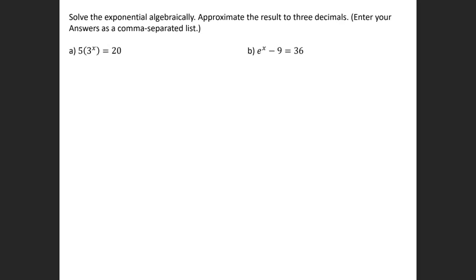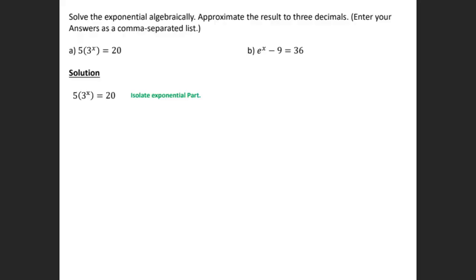Let's look at these. These are interesting. I'm solving for x. Let's do a first. To do a first, we need to isolate the exponent. So the first thing I need to do is divide both sides by 5 so I can have the exponent by itself. When I do that, I'm going to get 3 to the x is equal to 4.